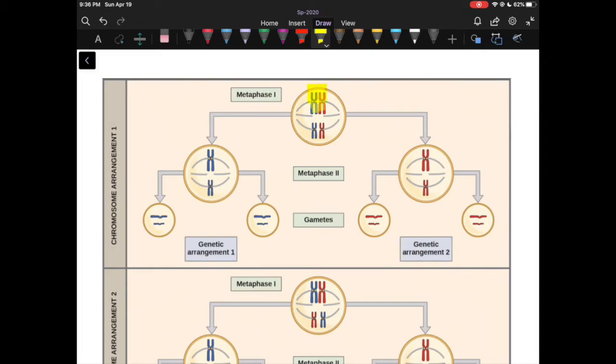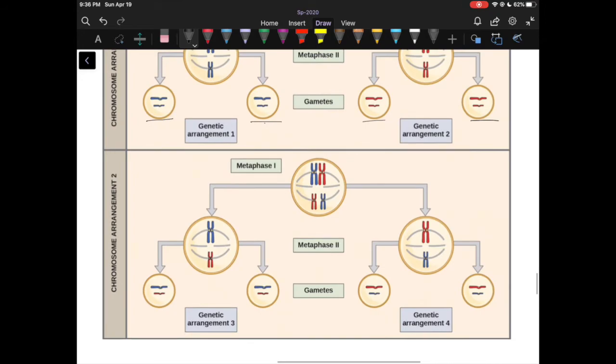So during metaphase, we can have a case where both of the ones from the dad, let's say blue is from the dad, are going to end up on the same side, and both the ones from the mom are going to end up on the same side. And this is going to give us our genetic arrangements that eventually will come out like this. But however, this isn't necessarily what's going to happen all the time. There can be a different arrangement of it.